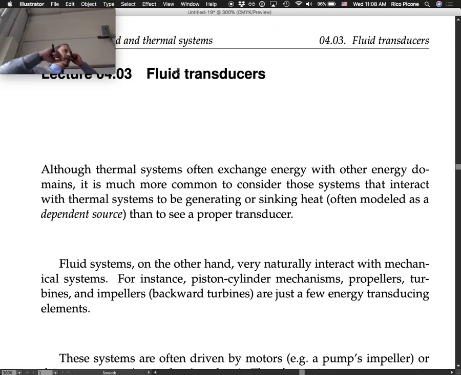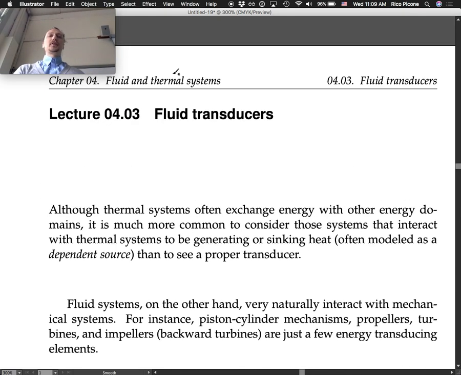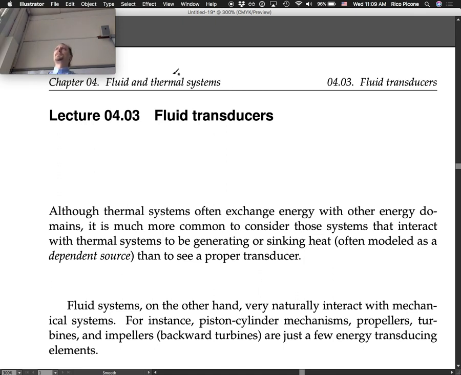Yeah, so today we're talking about fluid transducers. We've talked about how to model fluid and thermal systems now, and that's great, but oftentimes we're going to work with systems that have multiple energy domains associated with them. So that's why we'll introduce fluid transducers today, and we're also going to talk through an example as well. So it's going to be good.